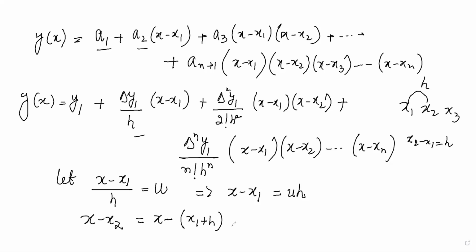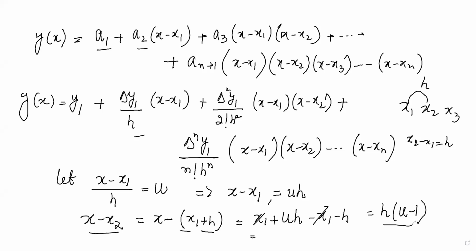Okay, fine. So x minus x2 can therefore be written as x minus x1, which is equal to, from this formula, x is equal to x1 plus uh. Then we have minus x1 minus h. This is minus x1 minus h. Okay, this can be written as h times (u minus 1). So what is x minus x2 equal to? It is h times (u minus 1).